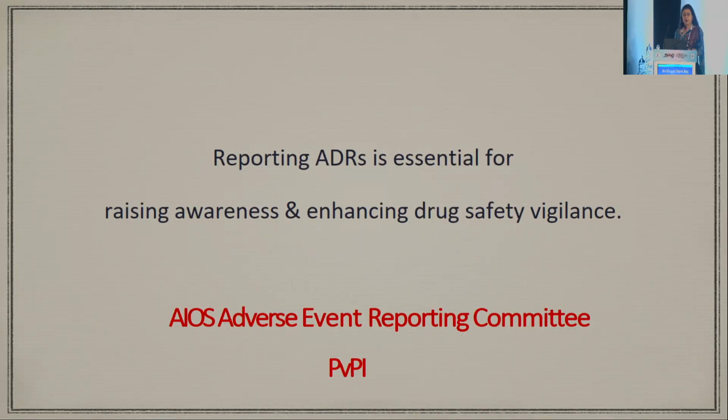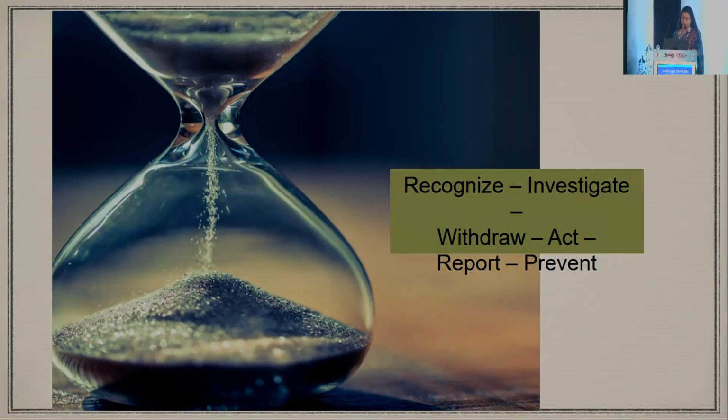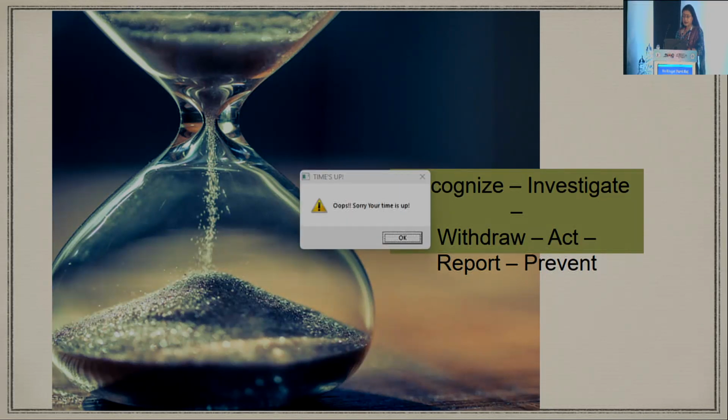Beyond that, it is also important to report these ADRs, not only to the pharmacovigilance department. They have their own portal where you can report all these ADRs, but also our own AIS has an adverse event reporting committee, wherein any unusual, unknown, or clusters of ADRs, if you see, you can report to them. So at the end, it is important to recognize the side effects, investigate them, withdraw the drug, act on it, report it, and most importantly, prevent the recurrence.